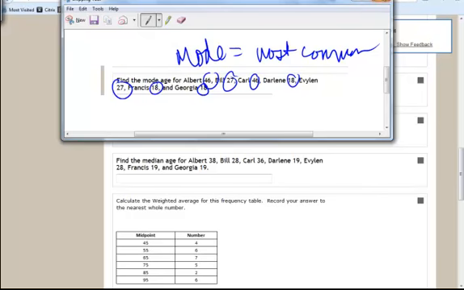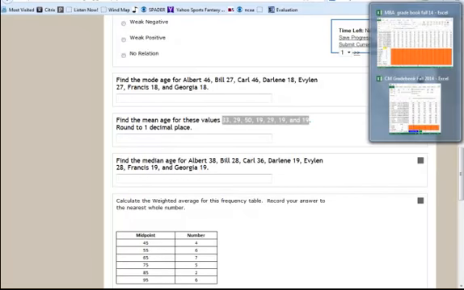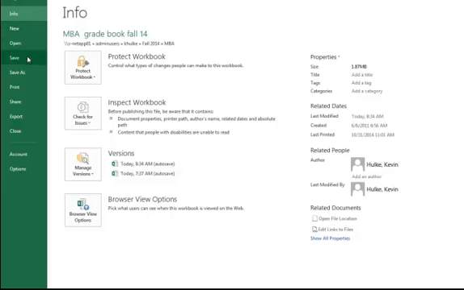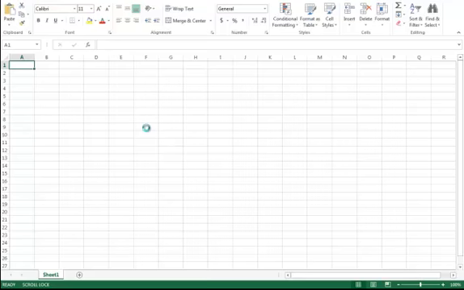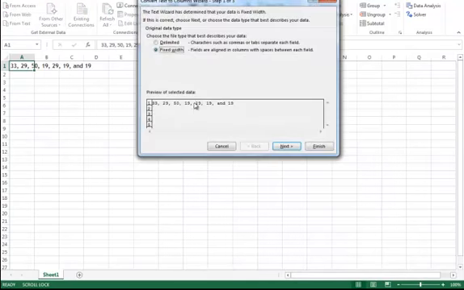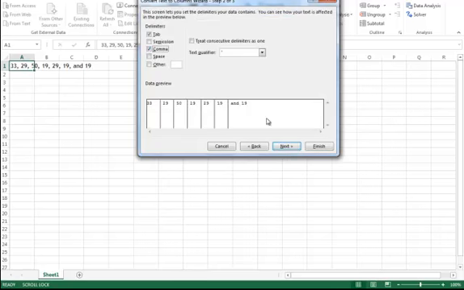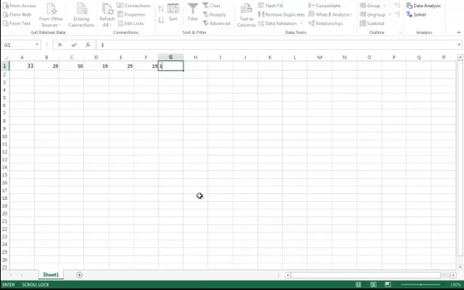As far as the next one goes, it asks us for the mean. Now I'm going to show you a cool way to get the mean. I'm going to take these data values, go to Excel, and put those data values into Excel. Data, text to columns, and I'm going to do next, comma, and the only thing I have to do is change this one to just 19.